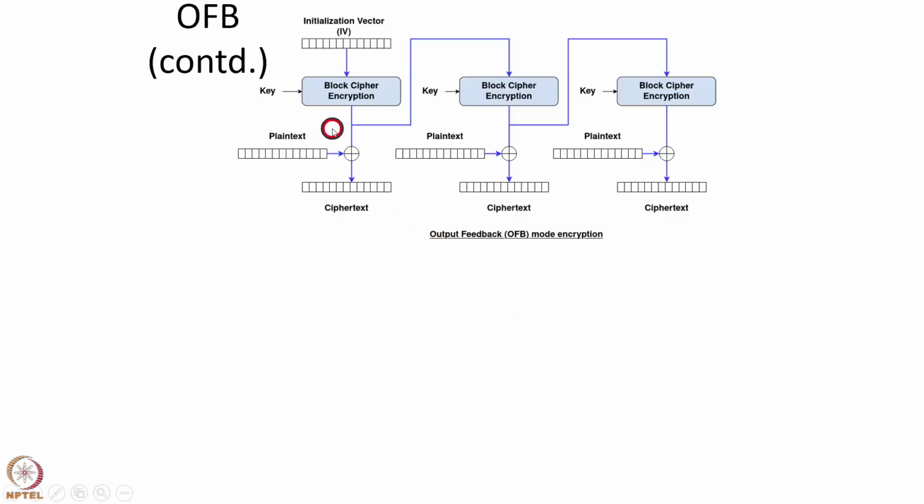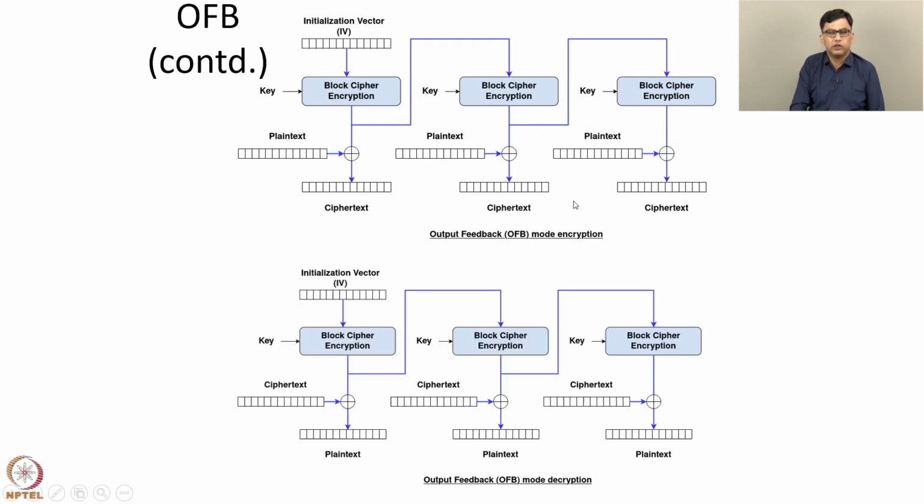This shows the block diagram of the transmitter side of OFB, that is the encryption side. We take an initialization vector and then encrypt it. So this is the initialization vector B0. It is encrypted to get B1. So this is B1. And then B1 is encrypted to get B2, B2 is encrypted to get B3, and so on. And the plaintext is XORed bitwise with the one-time pad B1, B2, B3, and so on to get the corresponding ciphertext. This shows the decryption process.